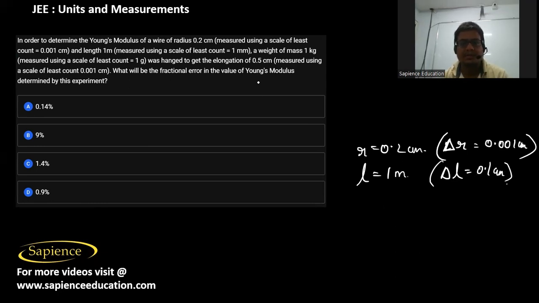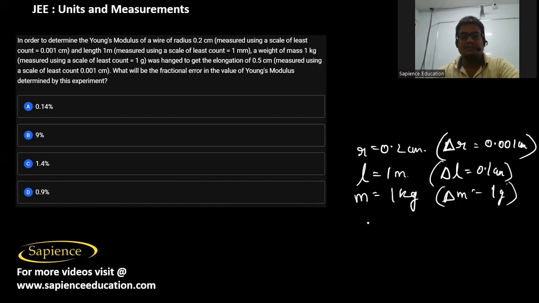Which is 1 millimeter also, I can tell. And a weight of mass 1 kg was hanged to get the elongation of 0.5 centimeter. So the mass m is 1 kg, and the least count of the scale, delta m, will be equal to 1 gram. So the mass is 1000 gram, and the error in the mass will be 1 gram, was hanged to get an elongation of 0.5 centimeter.